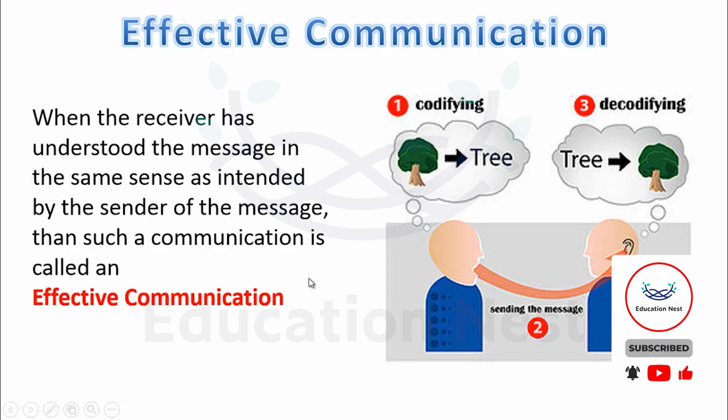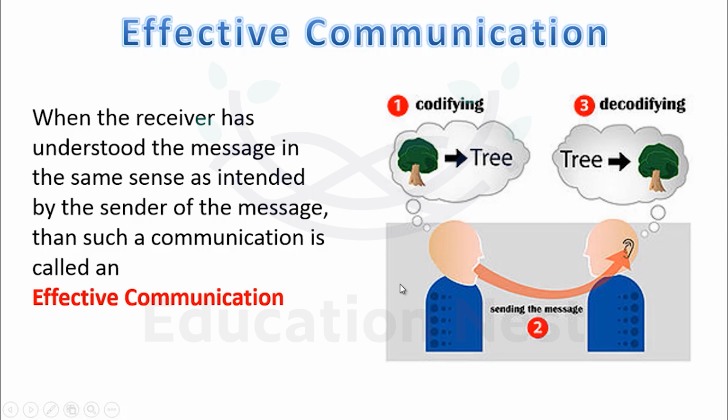It's very clear from this picture. He is the sender of the message. What he is sending is a tree, and the receiver of the message is also understanding it as a tree. Here it is codifying and decodifying. That is nothing but sending the message, and when the message is received, he understands it also in the same manner. So if my communication is successful, I am happy.